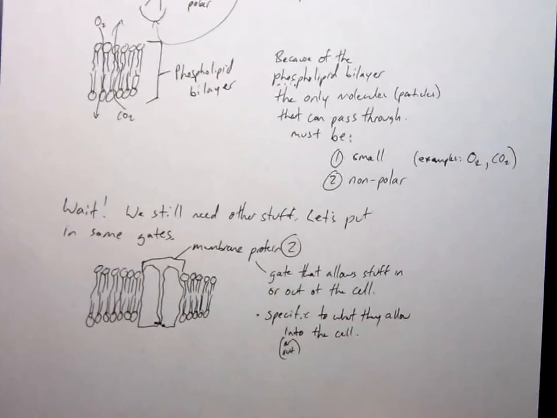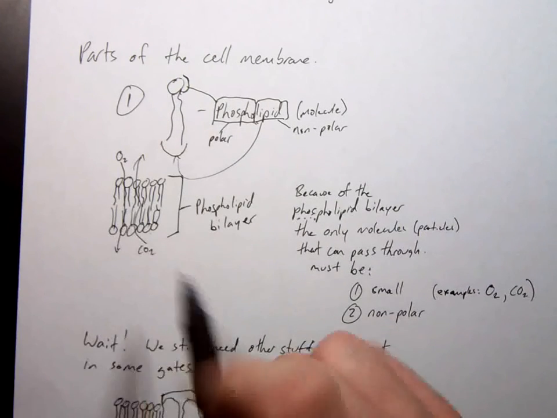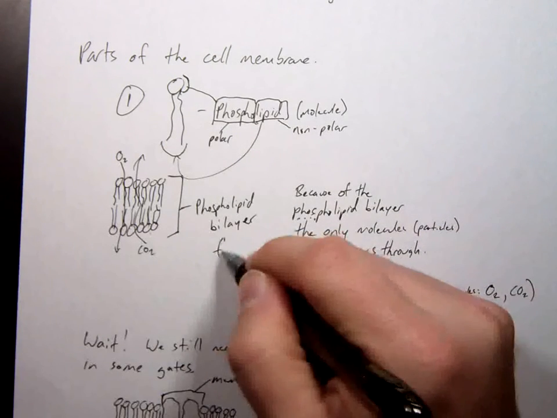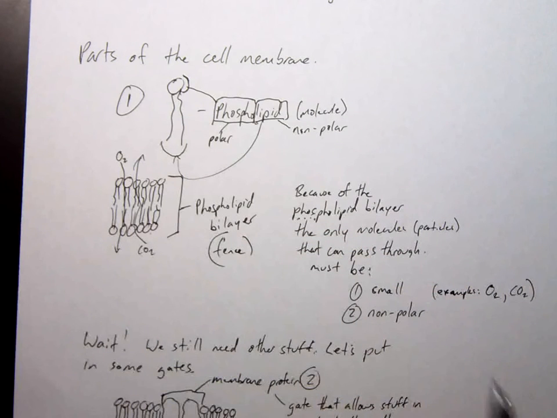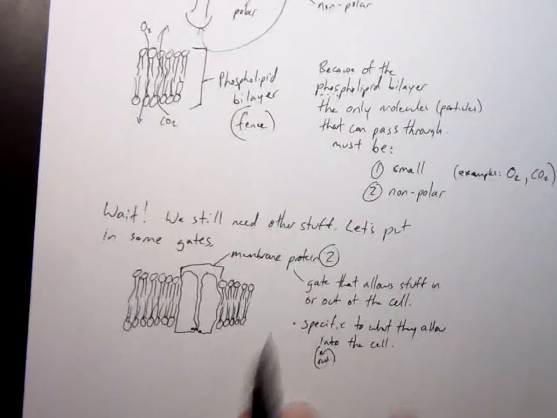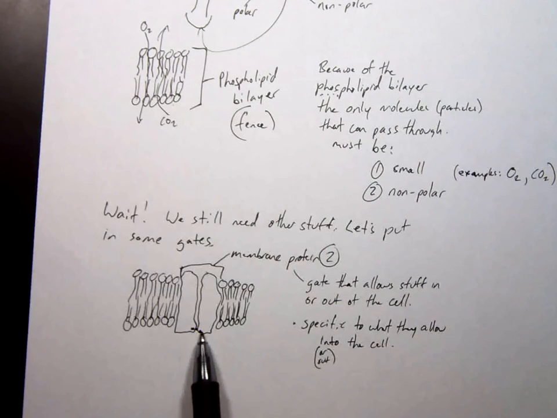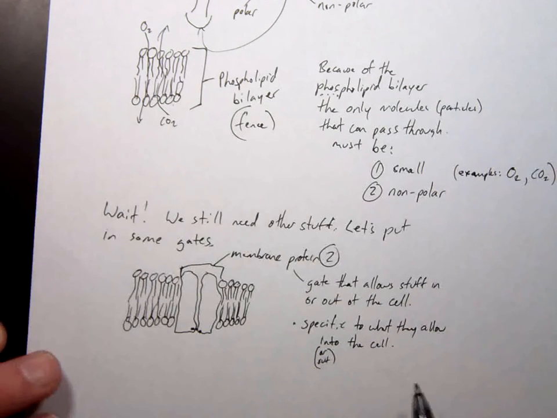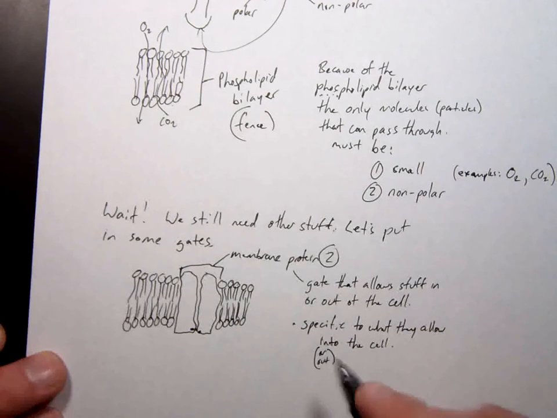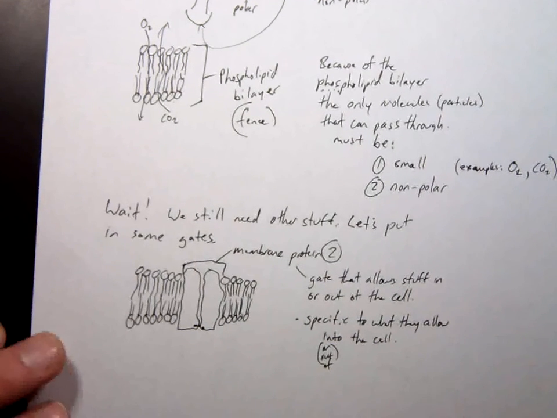So those are the two big, really important components of the cell membrane. We have this that's basically a giant fence going around. In fact, let's say that, fence. The fence that goes around is really specific, doesn't let anything in or out unless it's either what? This guy, small and nonpolar. And this thing right here will let certain things through the gates, but they have to be very specific substances. Specific to what they allow into, or out of the cell. They're real specific to what they're going to allow.